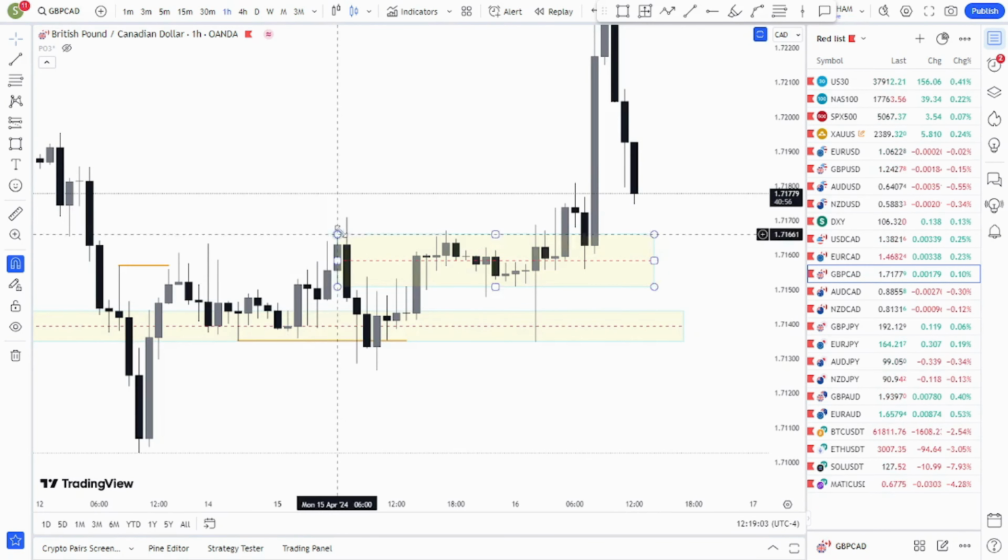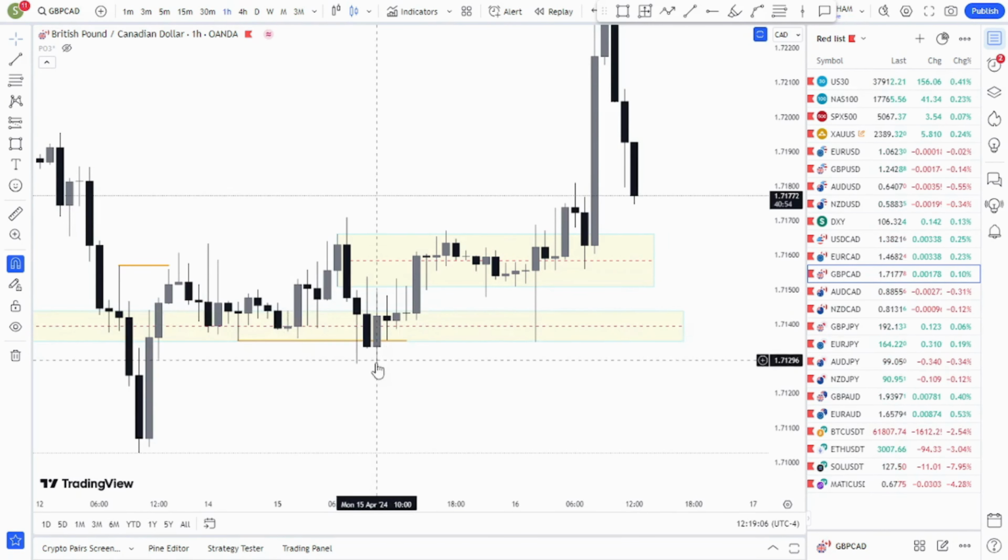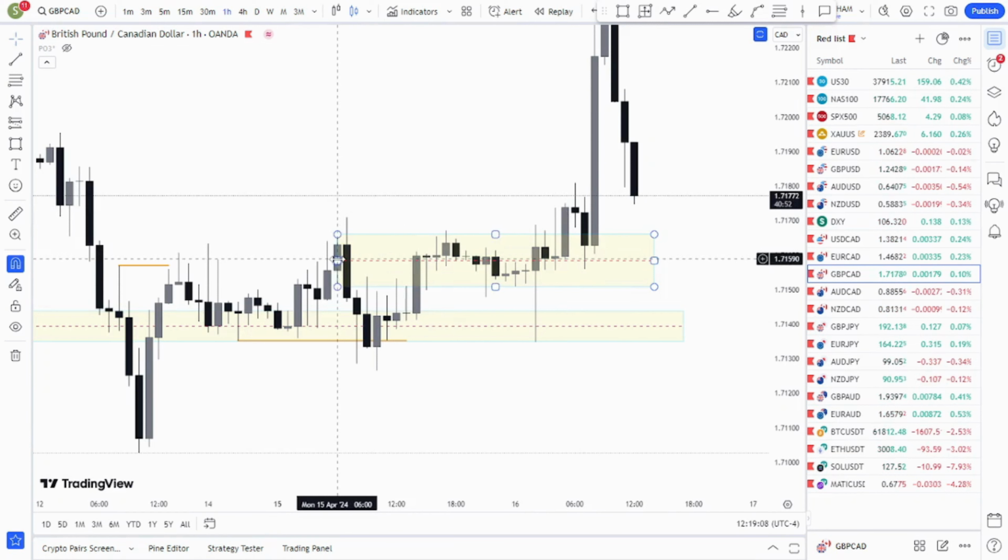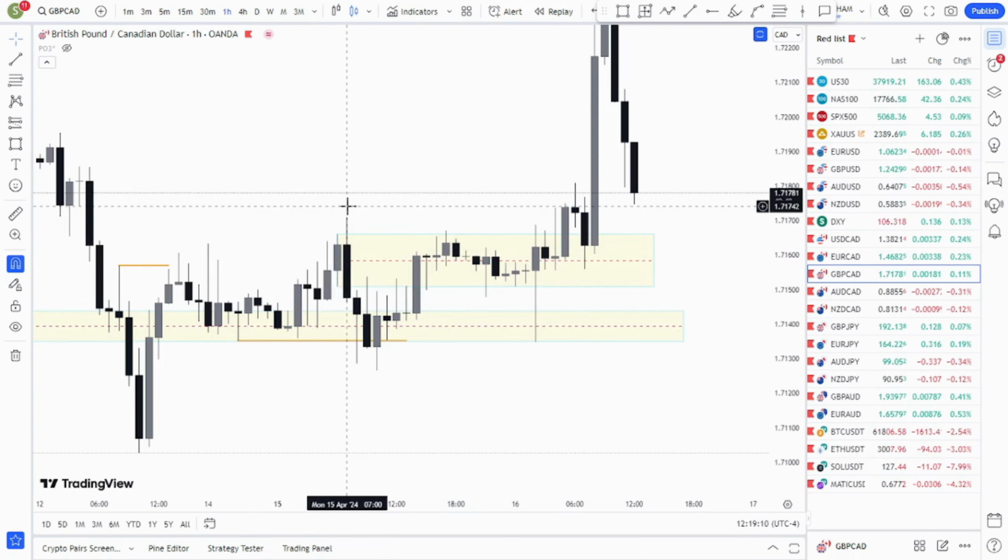Why is it a breaker block? Because this leg took out liquidity, and now as it has closed above, this is our breaker block. So our daily, weekly, monthly, all time frames are aligning with our 1 hour lower time frame setup. That is the breaker block.